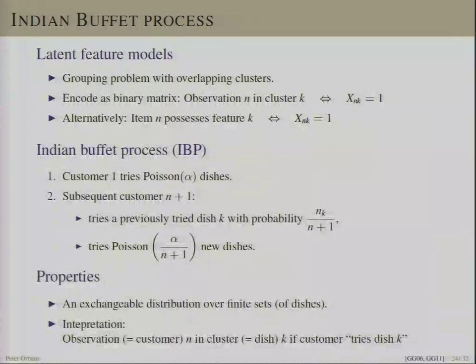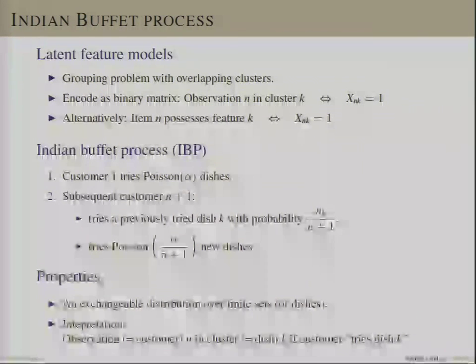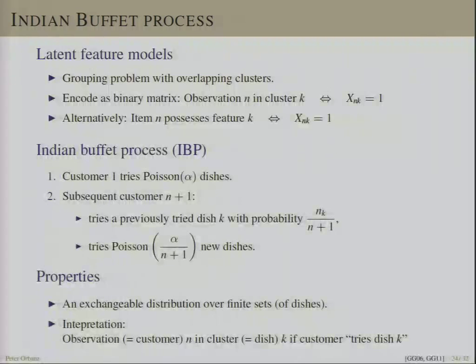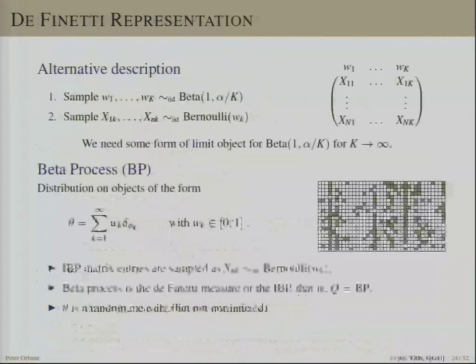So it gives you an exchangeable distribution over finite sets, which are these so-called dishes or clusters or features or whatever you want to call them. And the interpretation is observation n is in cluster k if customer n tries dish k. So this is basically modeled. What they did at the time is they took this Chinese restaurant analogy, which was simply the way that people were thinking about the Dirichlet process or the Chinese restaurant process, and modified it in a way to explain this model, to make it more accessible.